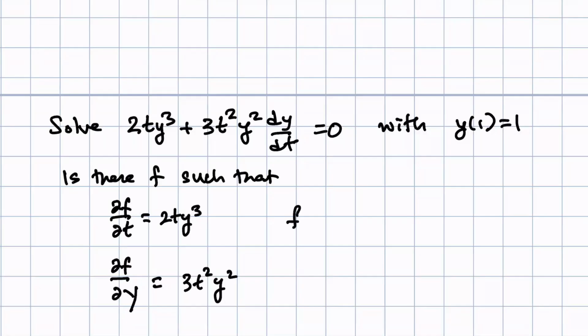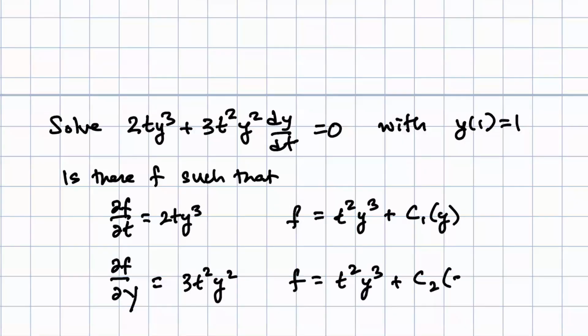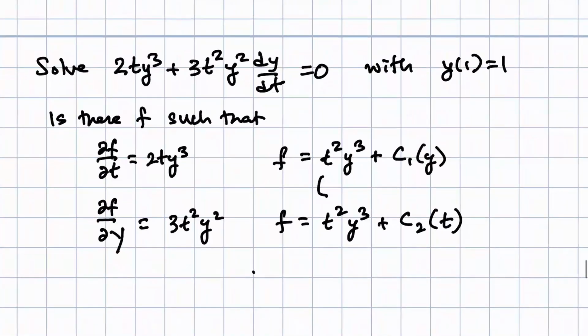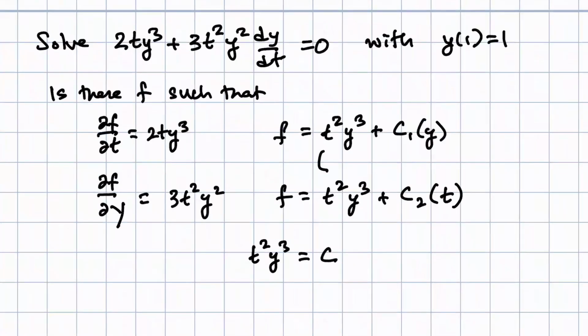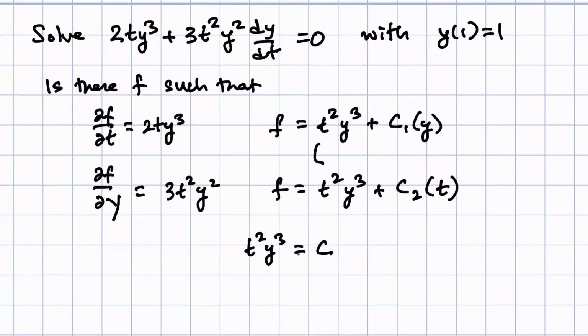So in the first, I have f equal to t squared y cubed plus a function of y. And then here I have t squared y cubed plus a function of t. And you see that they're compatible. So t squared y cubed is equal to a constant. And if I stick in t equals 1 and y equals 1, then c is equal to 1. So my final result is t squared y cubed equals 1.